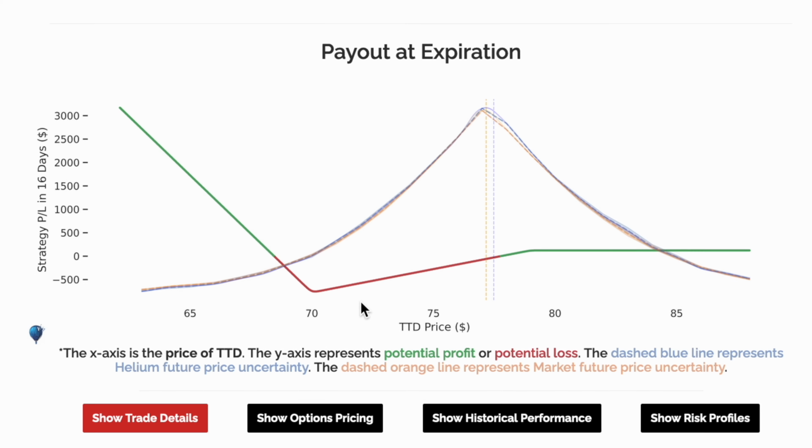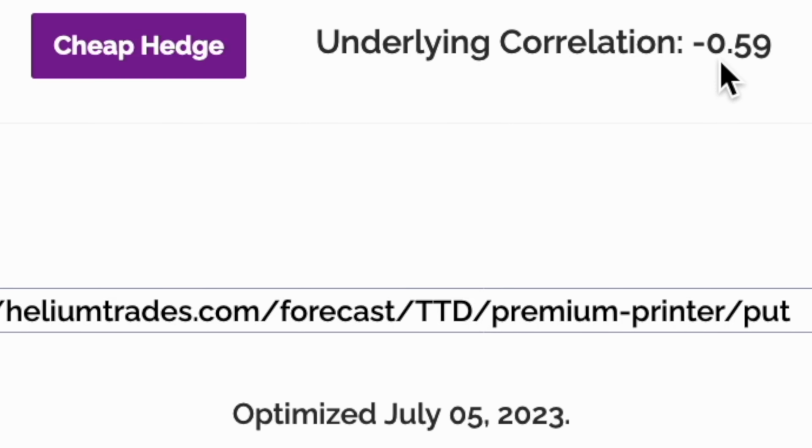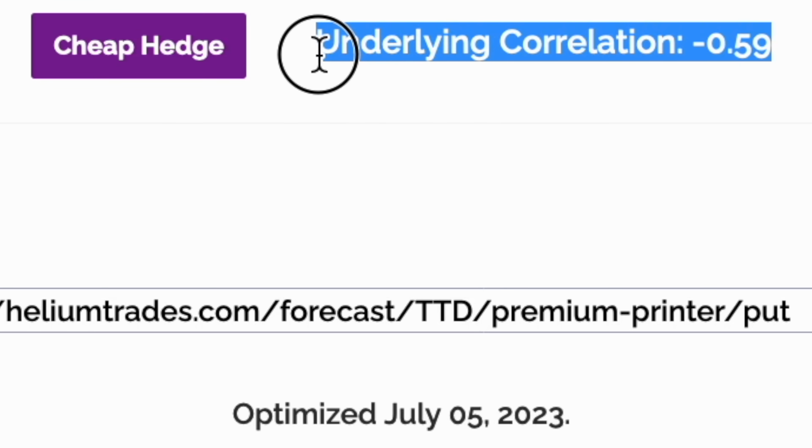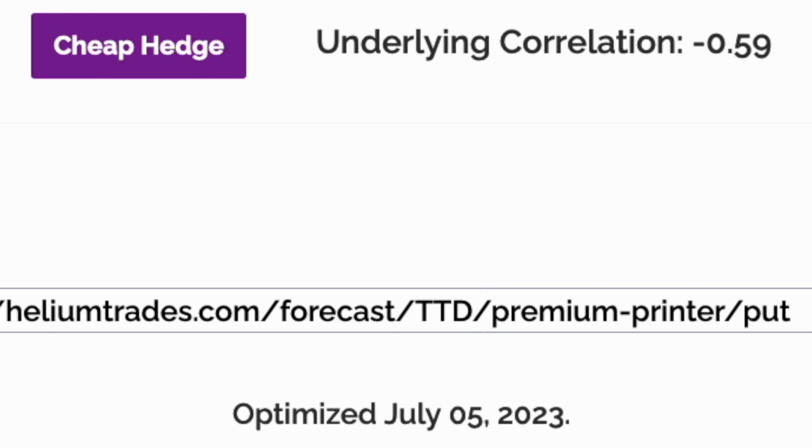Since on our initial trade, our risk was to the downside, and this cheap hedge has a negative underlying correlation, this means that if the underlying price of our original trade drops and loses money, the price of this cheap hedge might increase, and this hedge might make money to balance out our losses. Since the underlying correlation is only negative 0.59, we should not expect this to be a perfect hedge by any means.